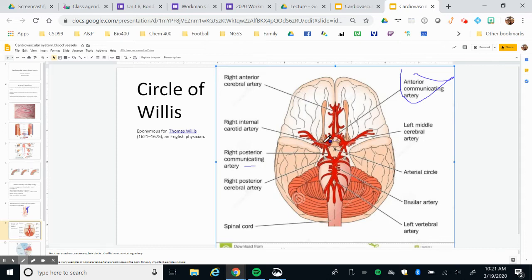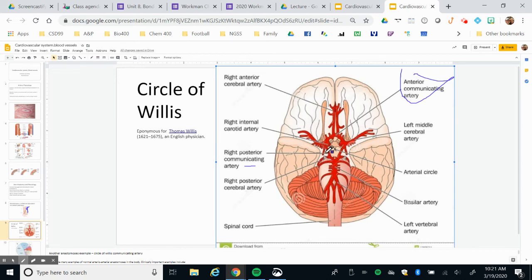So this structure of the anterior and the posterior communicating arteries is known as the circle of Willis, which is an eponymous term for a doctor named Thomas Willis, who was an English physician and apparently was really important, so named the structure after himself. Anyway, what this means is that if blood is coming up from your right side carotid artery, let's see, this would be the right side.